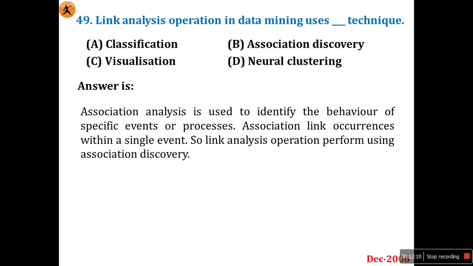These last 5 questions I have already explained. This is related to property. There is no other way, but we should know what is classification, visualization and all other options also. But here link analysis operation in data mining uses association discovery. What is association discovery? Association analysis is used to identify the behavior of specific events or processes. Association links occurrences within a single event. So link analysis operation is performed using association discovery. So option B is the right answer.